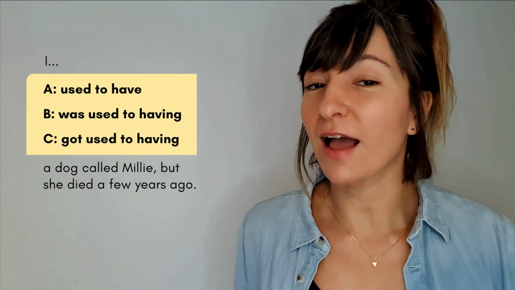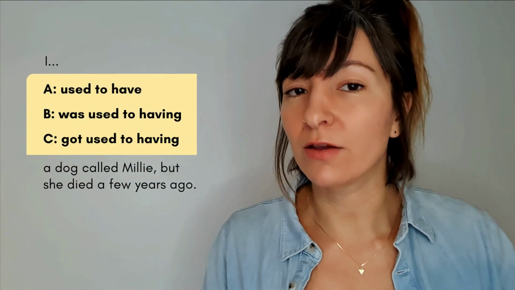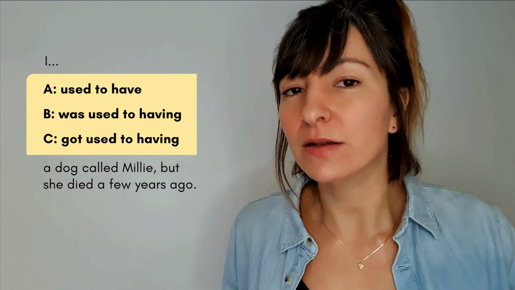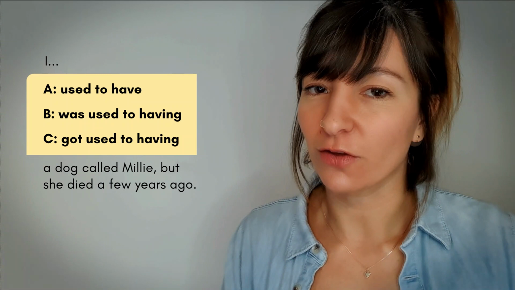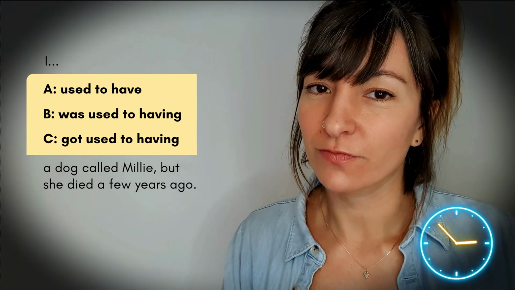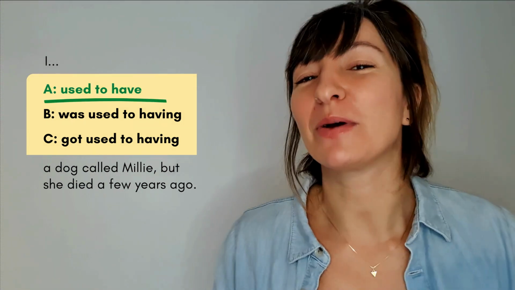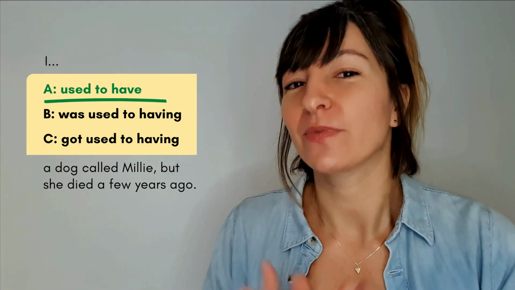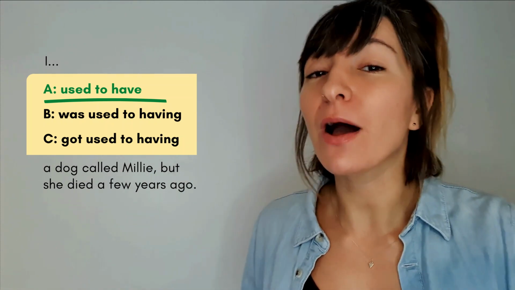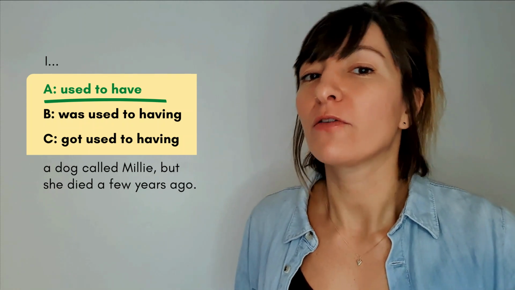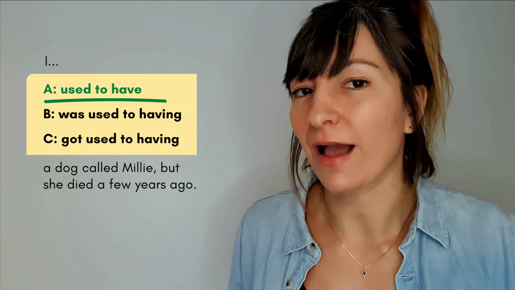I used to have, was used to having, or got used to having a dog called Millie, but she died a few years ago. I used to have a dog called Millie, but she died a few years ago. So here we're talking about a past state that is no longer true. I had a dog for a while, but I no longer have one.